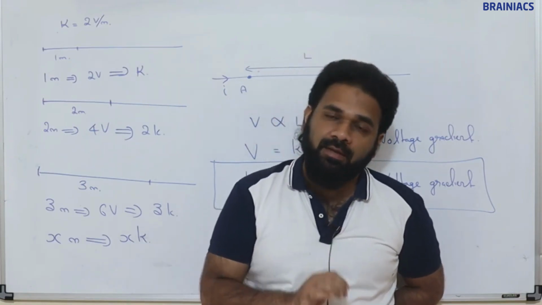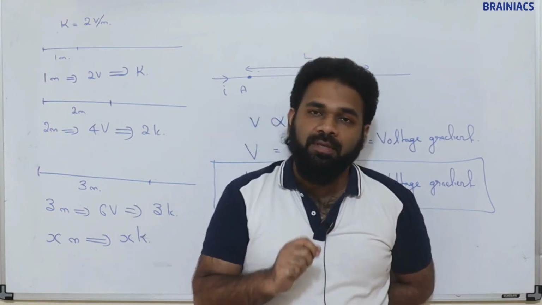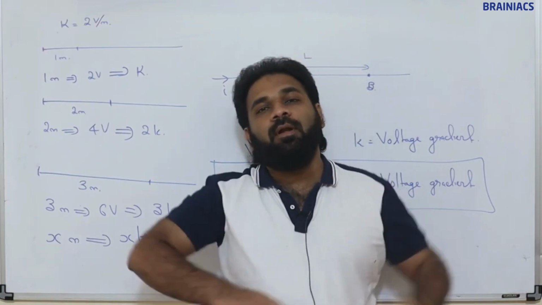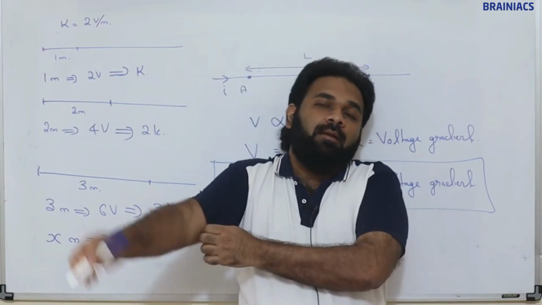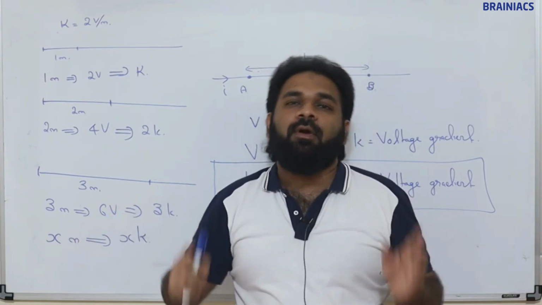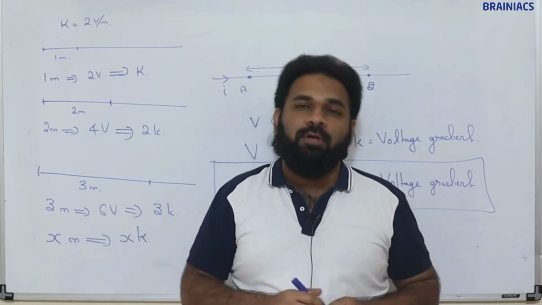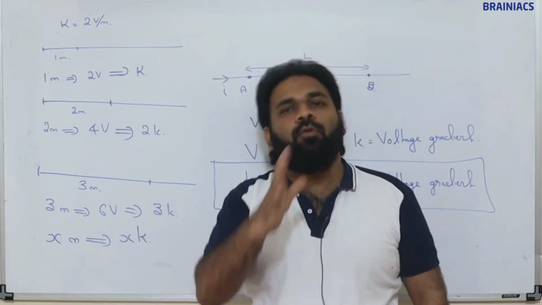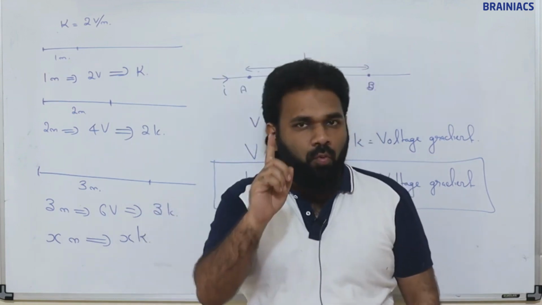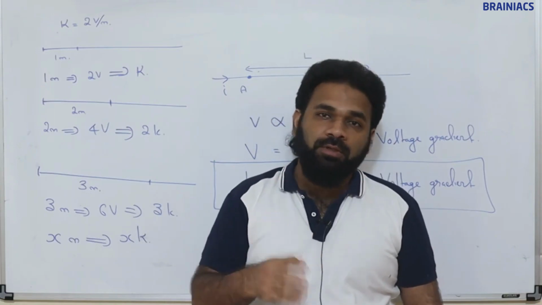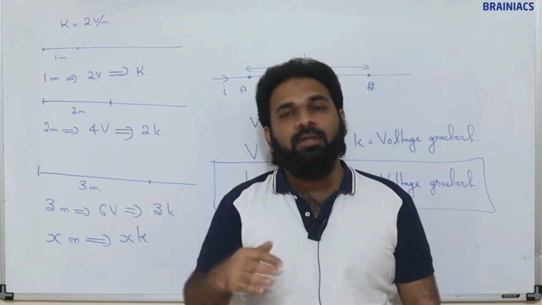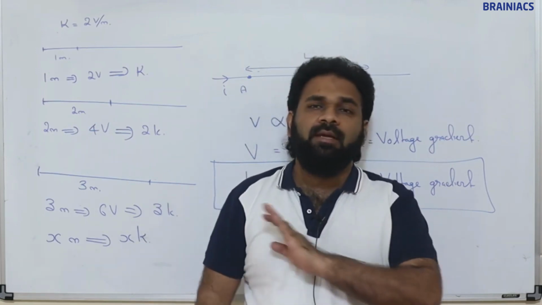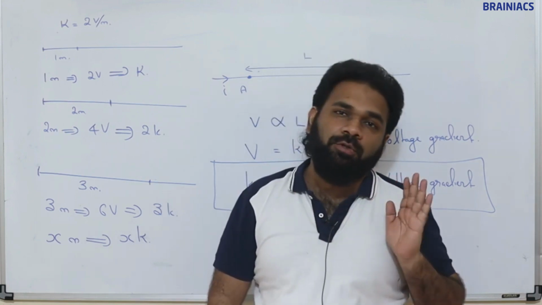What is potential gradient? How much voltage drop there is per unit length, or K is nothing but V by L. Okay, total voltage divided by total length. That is the voltage gradient. So voltage gradient is nothing but the potential difference per unit length. That is for 1 unit. So for 2 units, 2 into K. For 3 units, 3 into K. For X units, X into K. That is the main crux of this potentiometer.